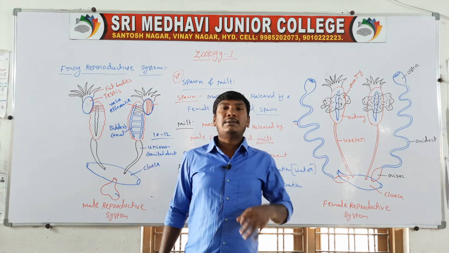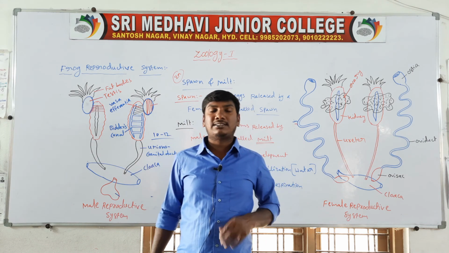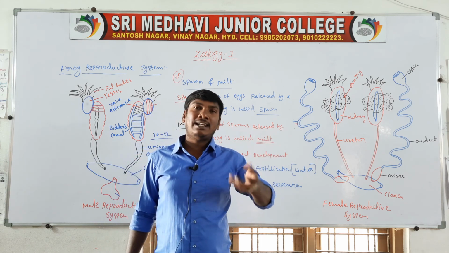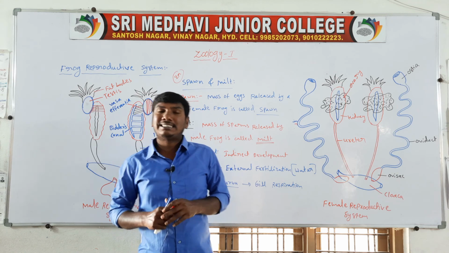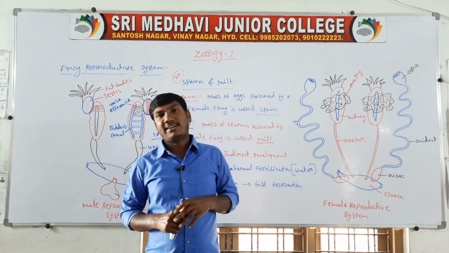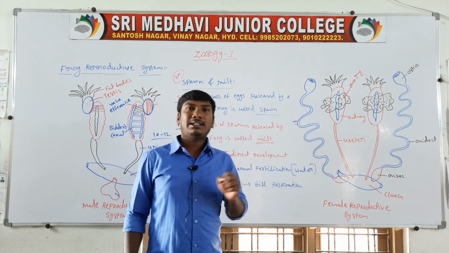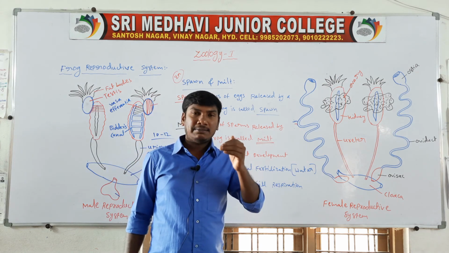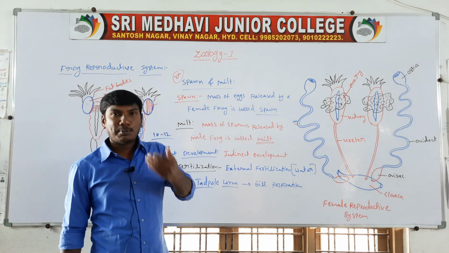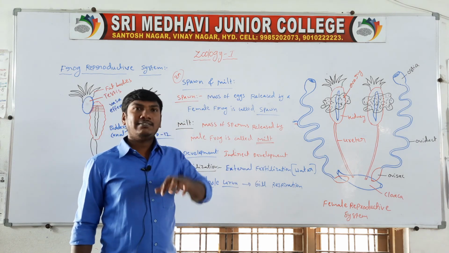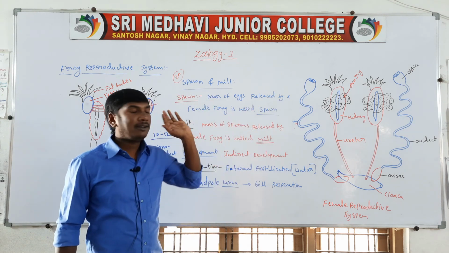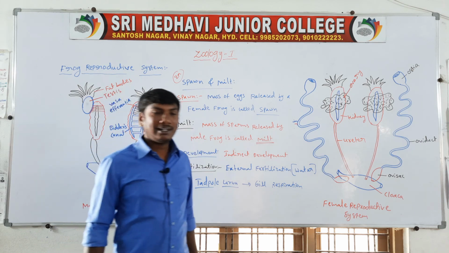Next one, in some countries they eat frogs, the frog muscular thighs. Frog muscular thighs are eaten in some countries like China and Japan. So the economical importance is the decreasing of insects because frogs eat insects, and frog thighs are eaten in Japan and China. So this is frog reproduction, spawn and molt, and economical importance.